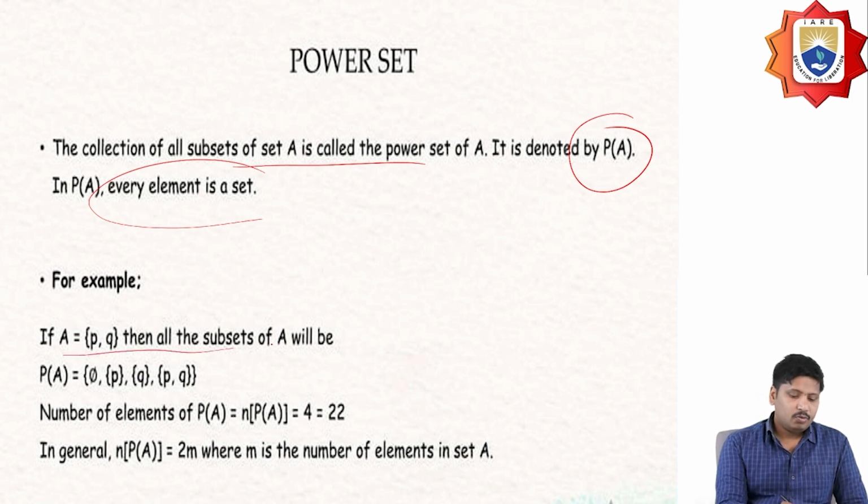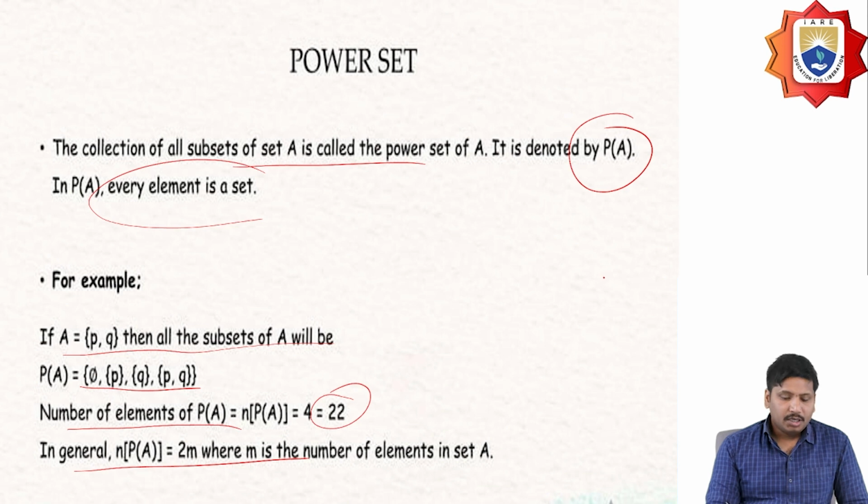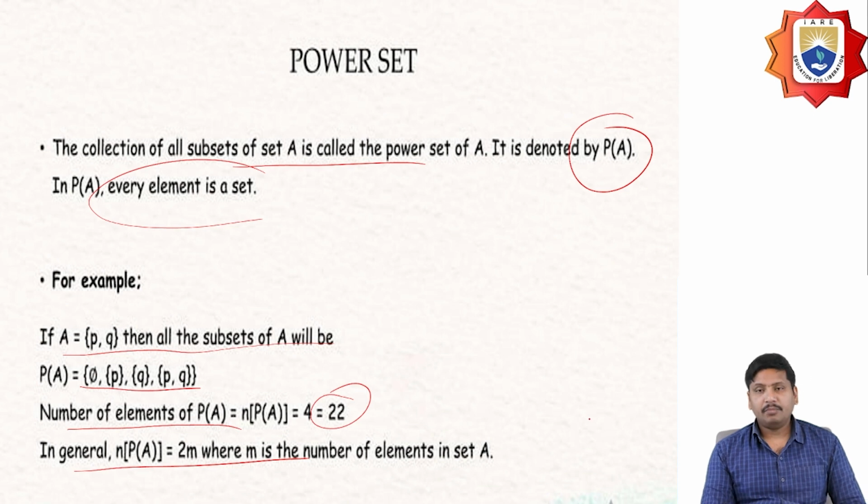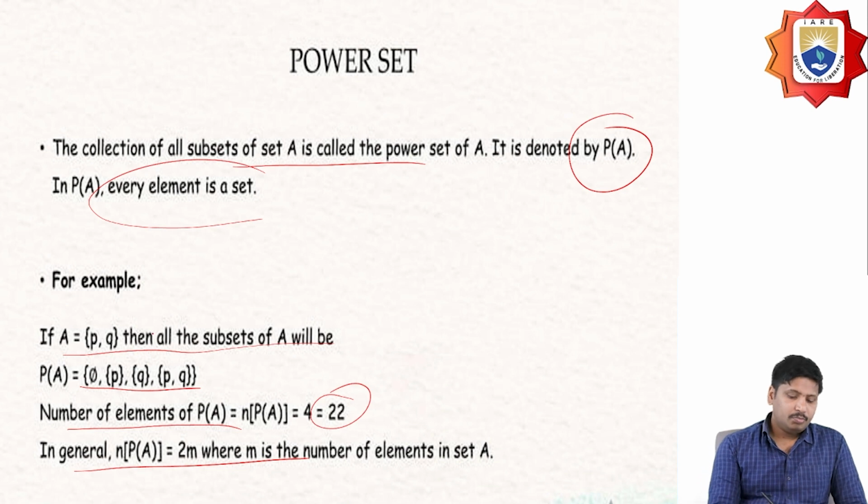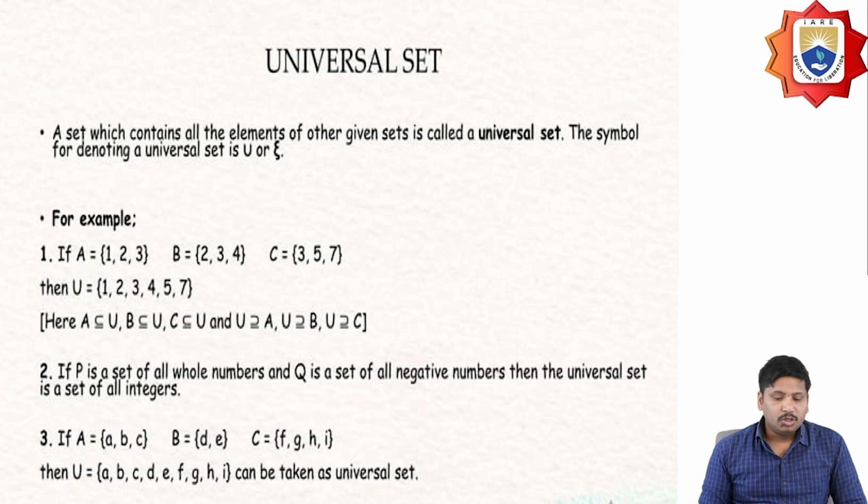For example, if A is equal to {p, q}, then all the subsets of A are listed. In general, the number of elements in P(A) is 2 to the power m, where m is the number of elements in set A. So {p, q} defines all the subsets: empty set, {p}, {q}, {p, q}. If the number of elements of set A is 2, then in general n(P(A)) is equal to 2 squared, that is 2 to the power of the number of elements in the set.